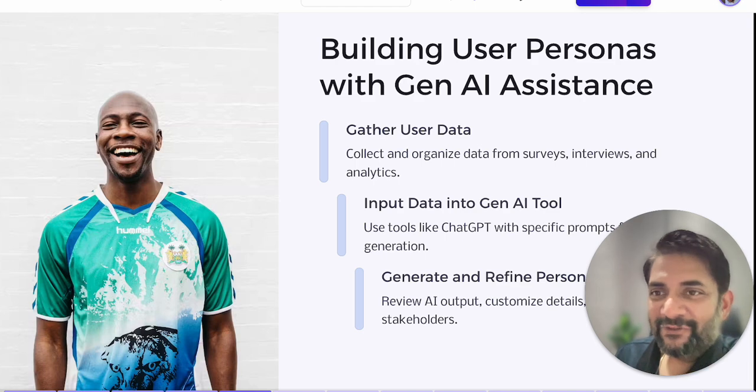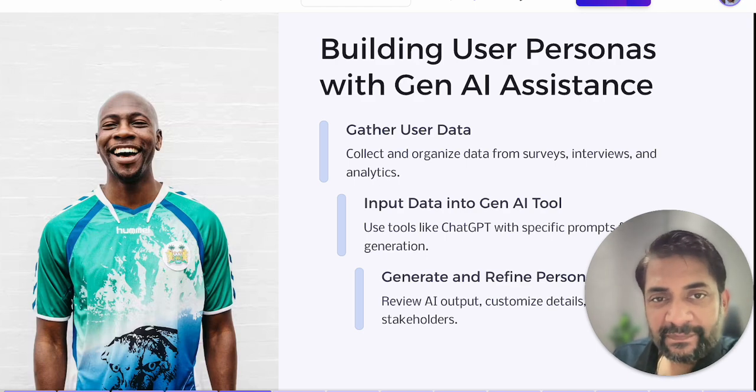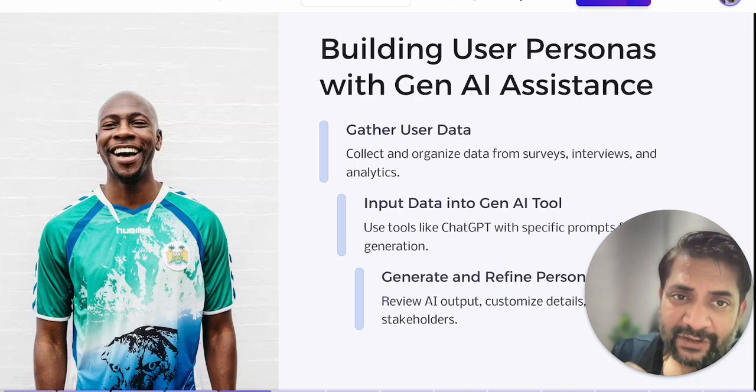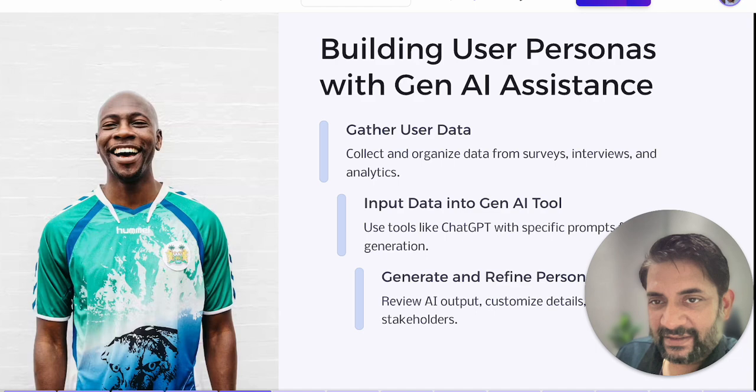One persona might be Efficient Emily, a project manager who values streamlined task management and prefers AI prioritization tools. This persona helps your team focus on developing features that enhance task efficiency and integrate AI capabilities.